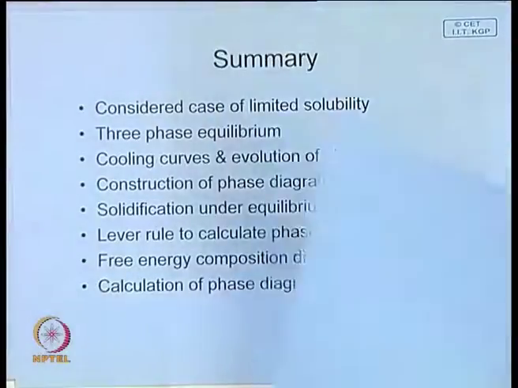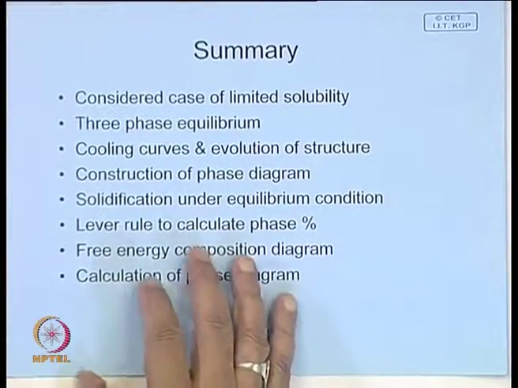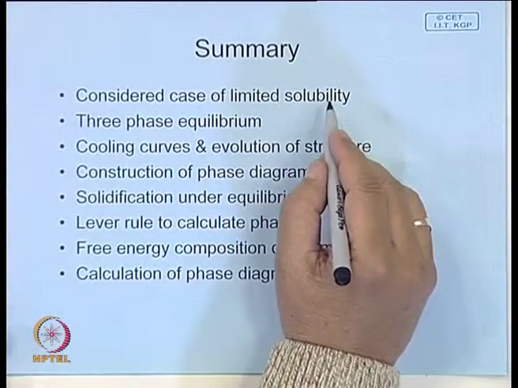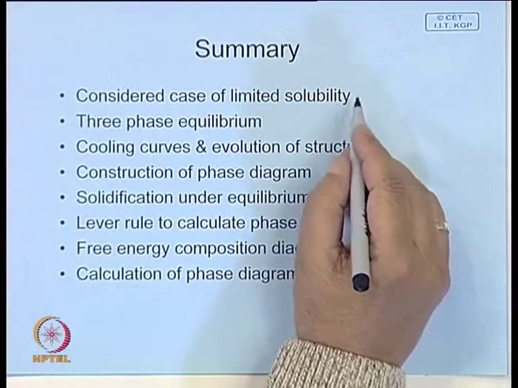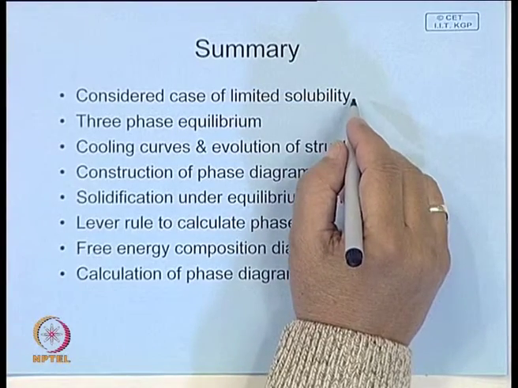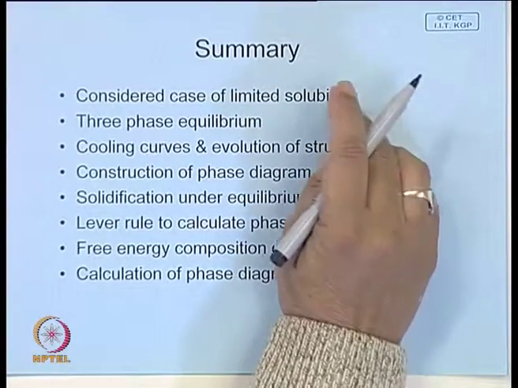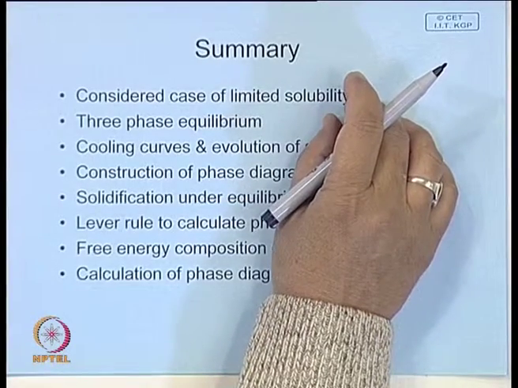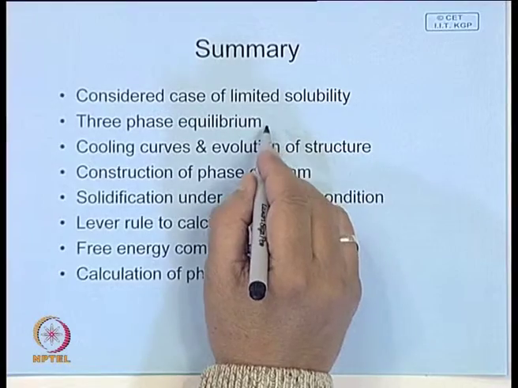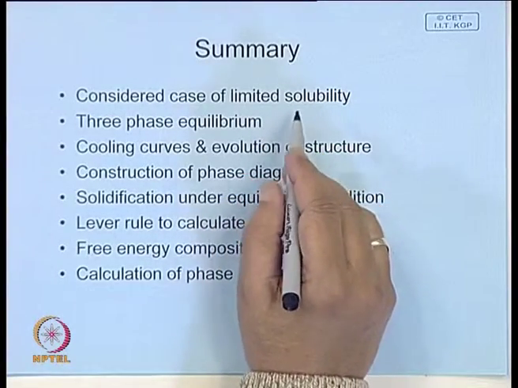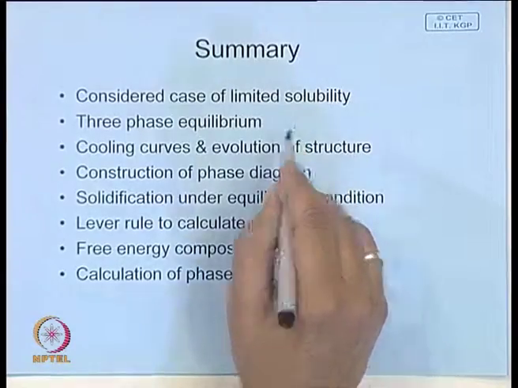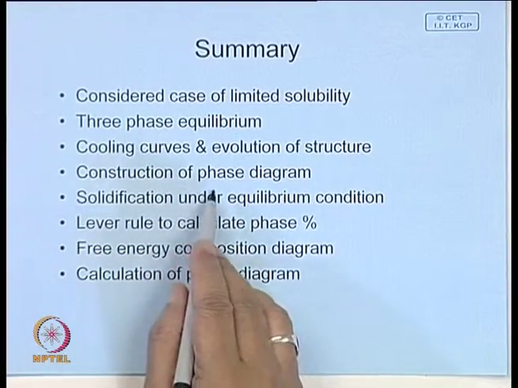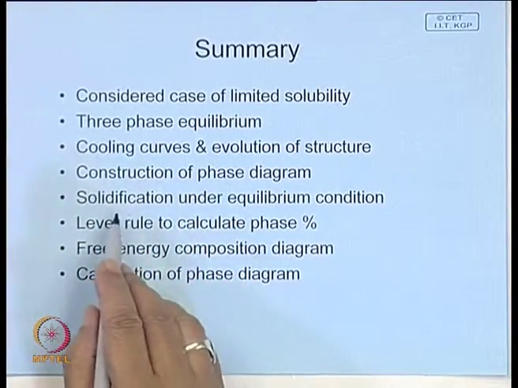And so, with this, today what we have done, let us look at the summary. We considered the case of limited solubility. Limited solubility occurs in materials when there is a difference in crystal structure, or a difference in atomic size, or a difference in valency. We considered 3 phase equilibrium. We considered 2 cases, peritectic and eutectic system. We looked at the cooling curve, evolution of microstructure. We looked at construction of phase diagrams, and solidification.